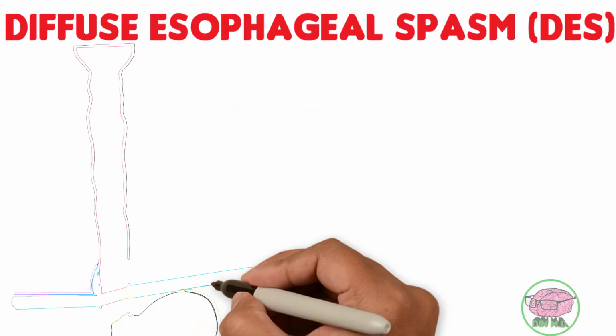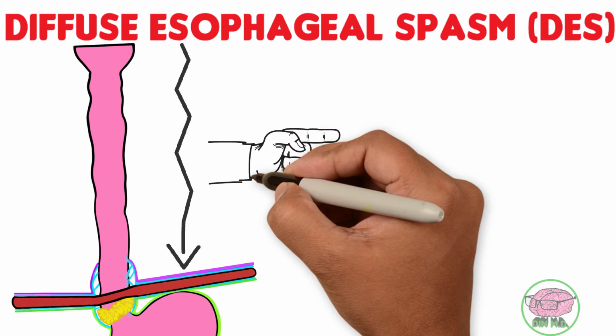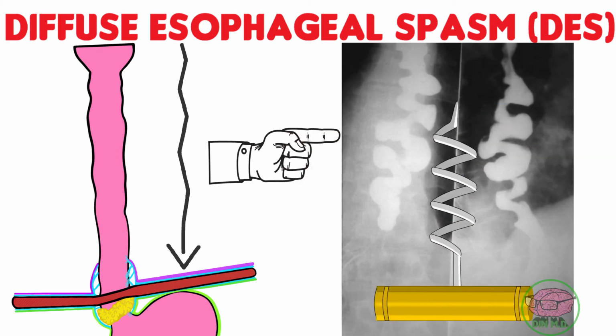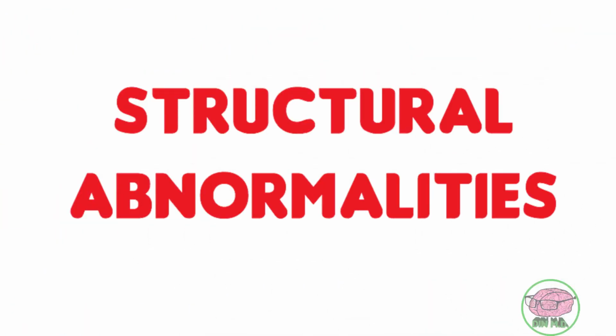Diffuse esophageal spasm occurs when the esophagus contracts over and over again and can have a corkscrew appearance on the esophagogram. Manometry is used to diagnose this condition. And finally, we'll talk about some structural abnormalities.